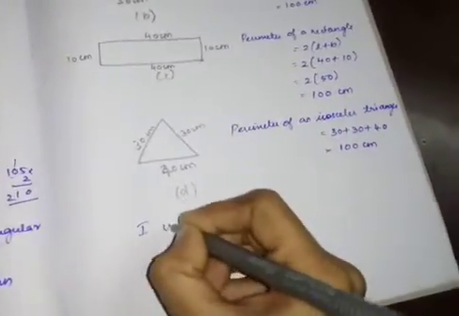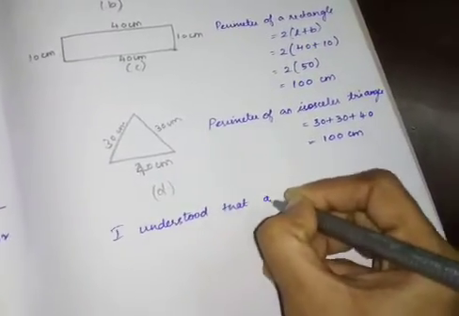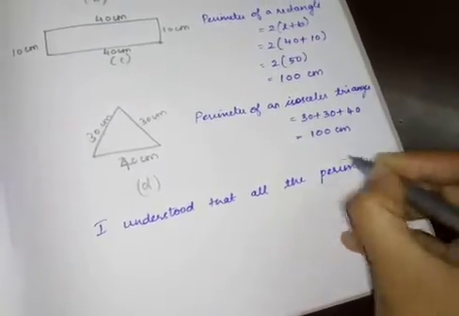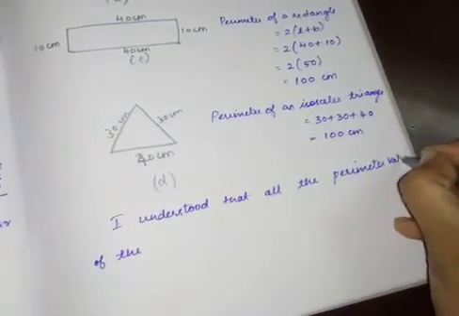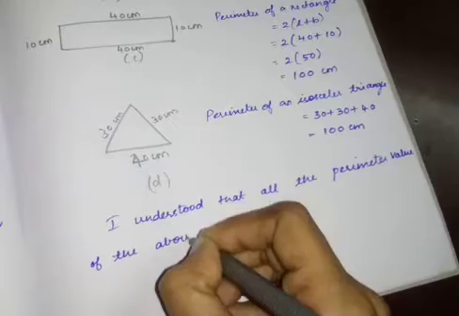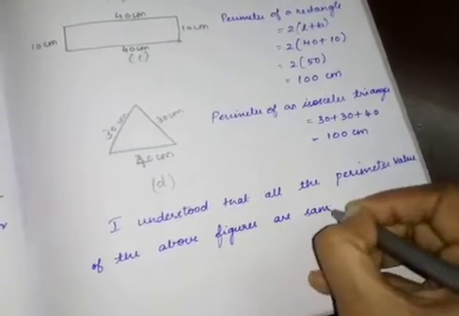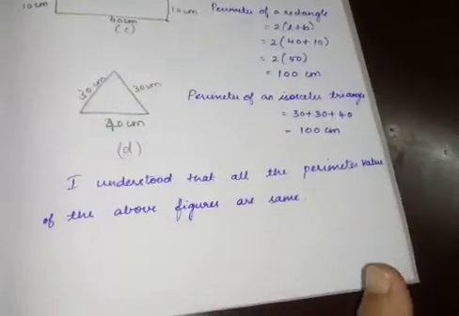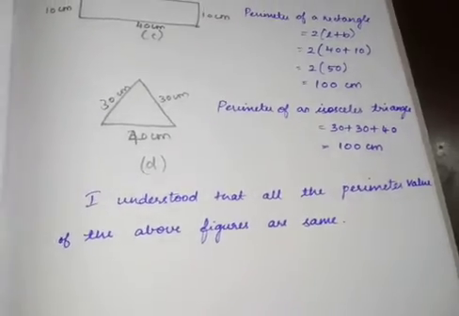I understood that all the perimeter values of the above figures are the same. That is what I infer from the given answer. This is what I understood from the given problem. Okay, this is what you should write as a conclusion.